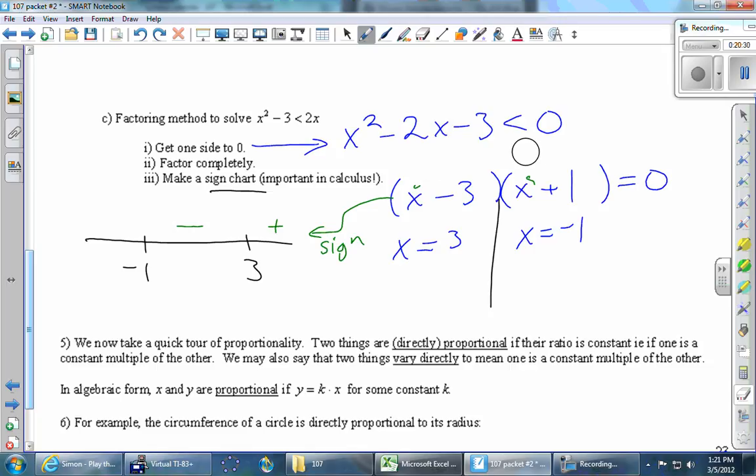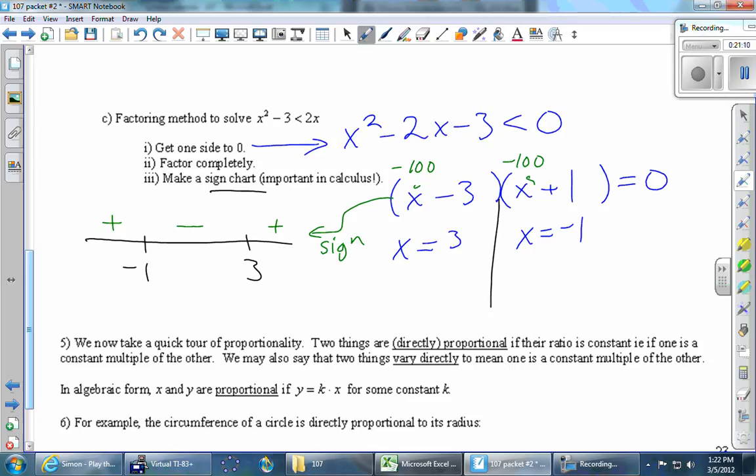And let's pick a crazy number out at the far left. Negative 100. Negative 100 minus 3 is very negative. Negative 100 plus 1, very negative. Negative times negative, positive. Questions on making the sign chart? If you end up taking a calculus course, you'll do that a bunch. If not, well, this will probably be the only time in your life where you get to make a sign chart. I hope you enjoyed it.